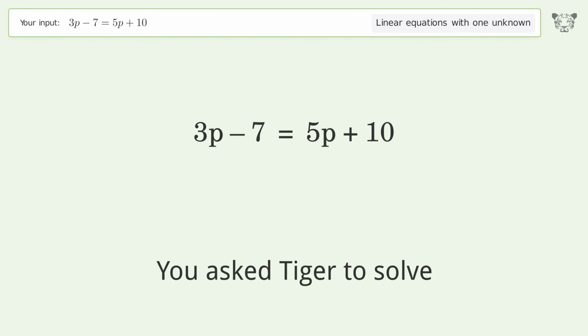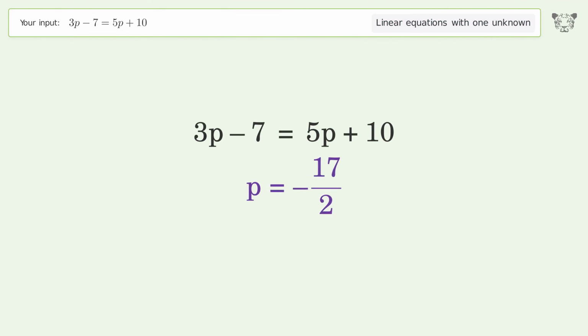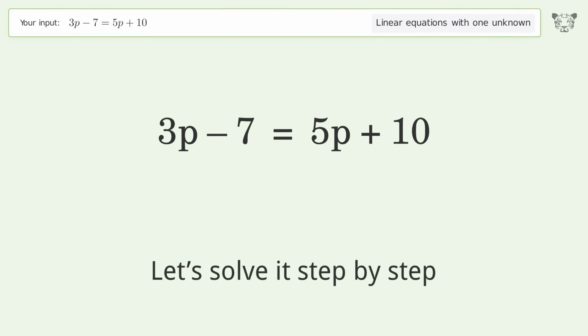You ask Tiger to solve. This deals with linear equations with one unknown. The final result is p equals -17/2. Let's solve it step by step.